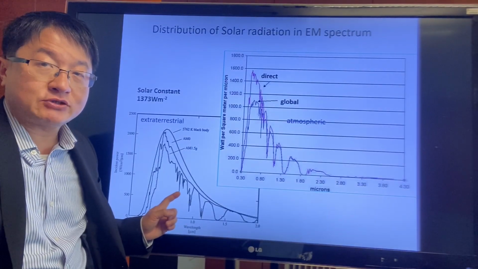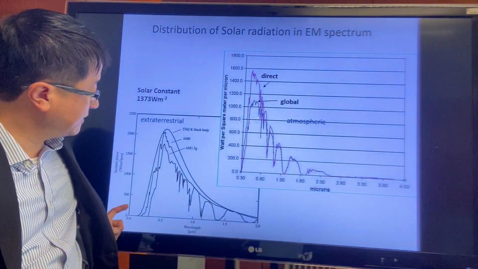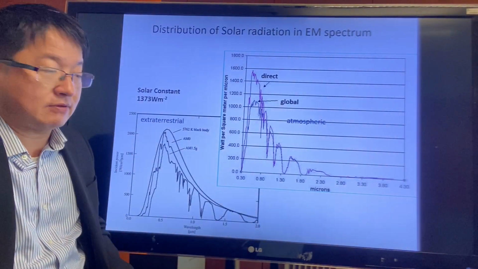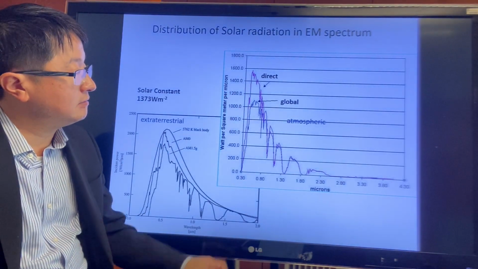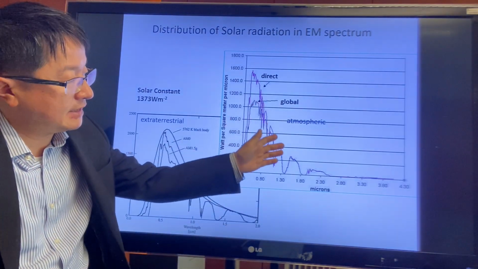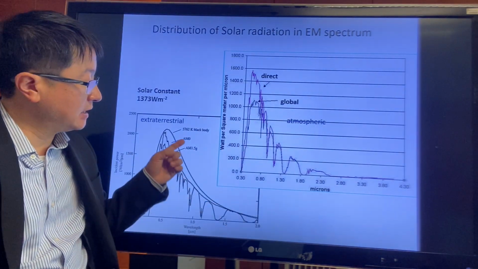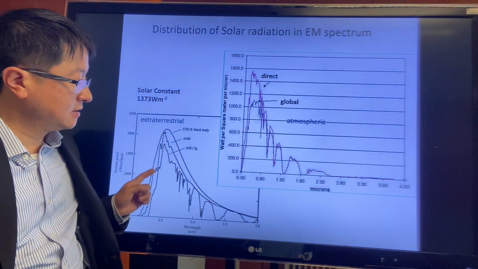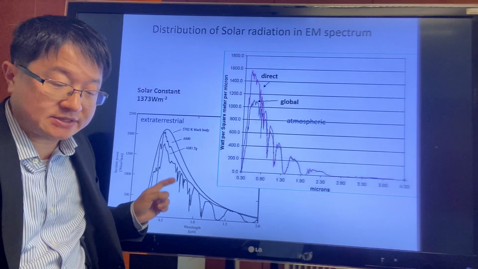This is the power spectrum of the sunlight. The x-axis is the wavelength and the y-axis is the power. The direct beam contributes the highest power, while the global beam and the diffused beam contribute less. And there's a factor called the air mass. When the air mass increases, the power contributions by those beams will decrease.